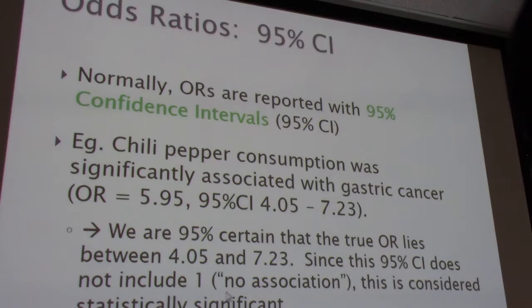If the odds ratio crosses 1, and we'll look at some more examples, so if it was like 0.8 to 1.2, that includes 1, so that means it's not significant.